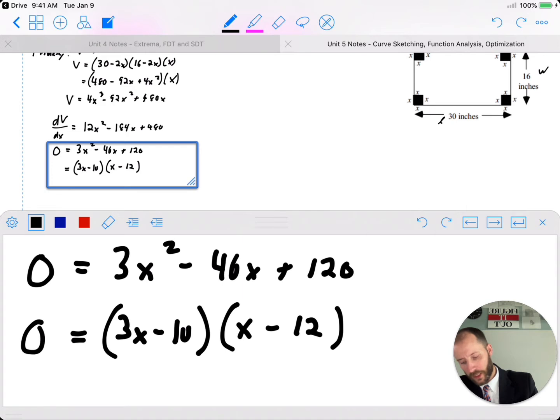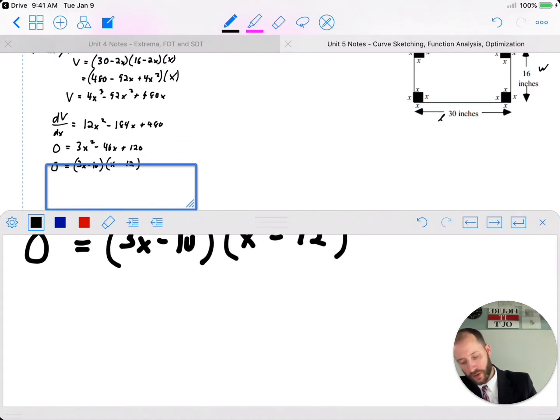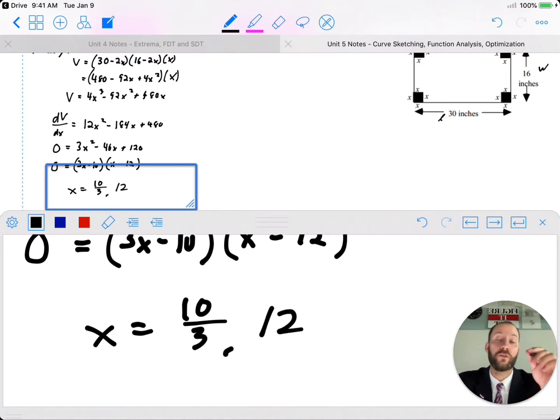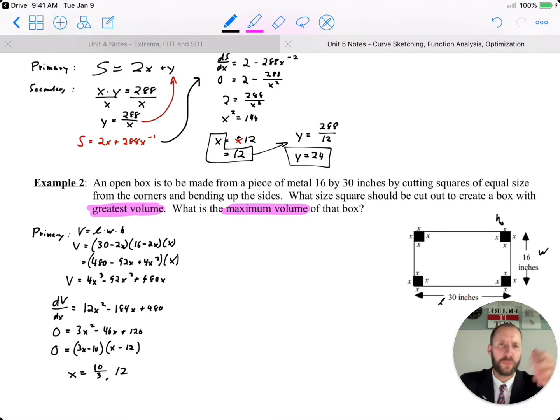Right, zero product property says both equal 0. x equals 10/3 or 12. Those are the two x values where the derivative equals 0. But look at your box. It's only 16 wide. If you took 12 from both sides, you can't. There's not enough metal. So that 12 is not going to work.